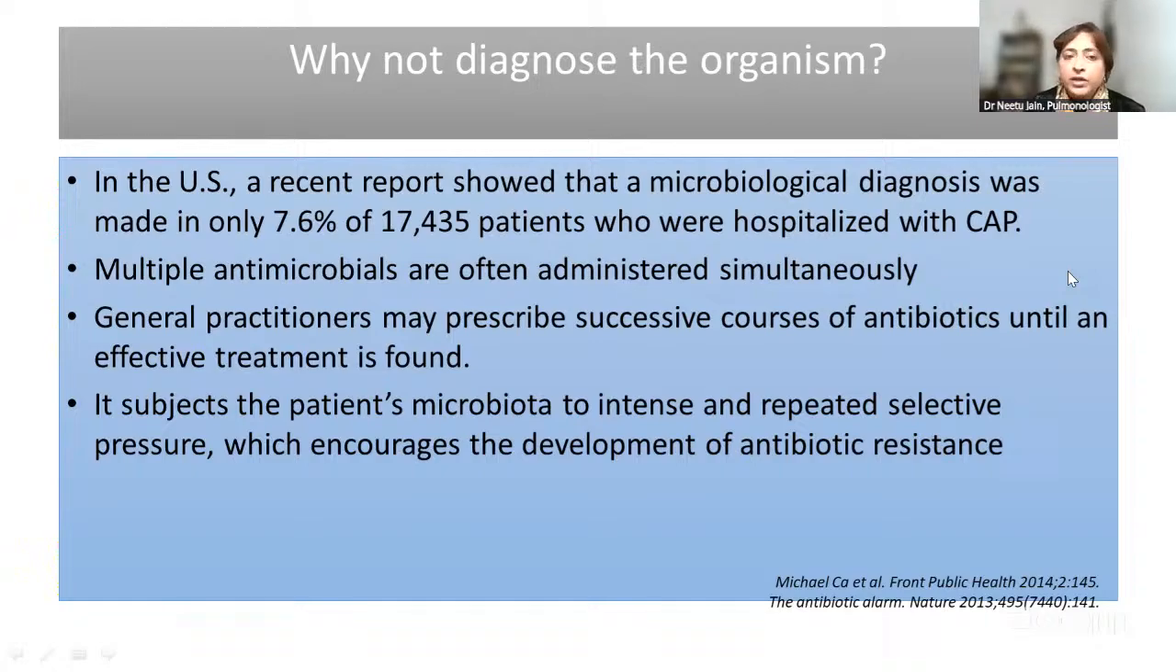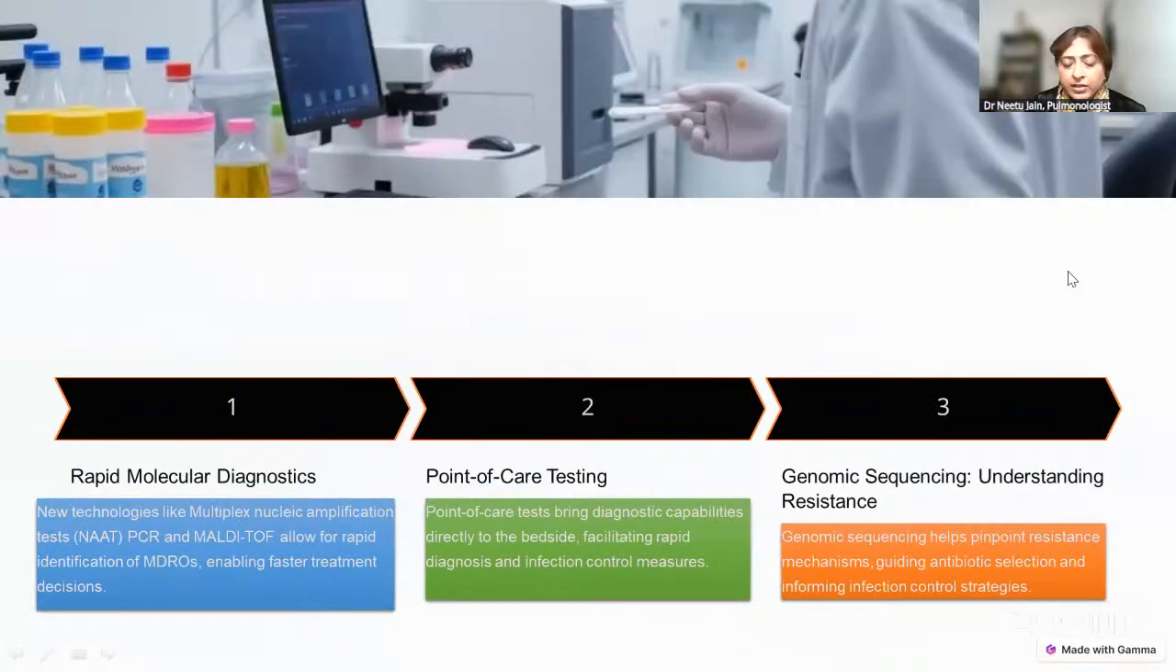Supposing we are able to diagnose these organisms, then we can give the proper antibiotic, give a shorter course, and limit development of antibiotic resistance. So these are the new techniques which are available now: rapid molecular diagnostic tests, point of care testing, and genomic sequencing, which can help us to diagnose organisms early.